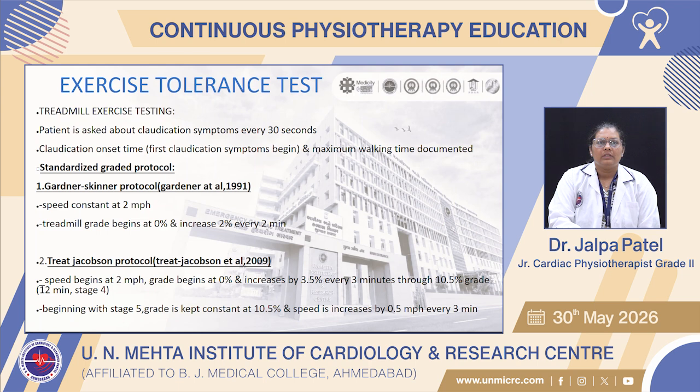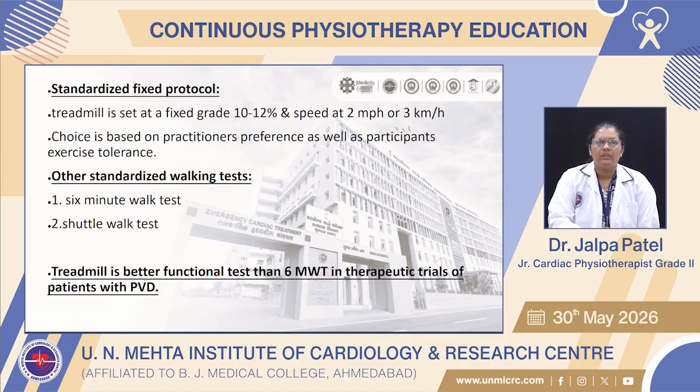The second one is the Treat-Jacobson protocol. In this, speed begins at 2 miles per hour. Grade begins at 0% and increases by 3.5% every 3 minutes through 10.5%. Beginning with stage 5, grade is kept constant at 10.5% and speed is increased by 0.5 miles per hour every 3 minutes.